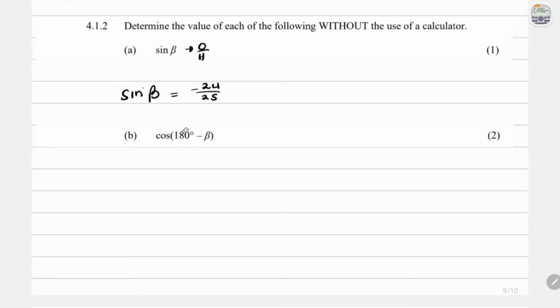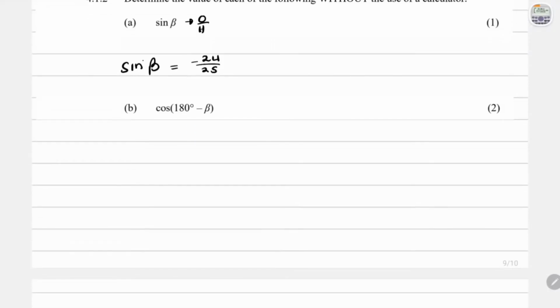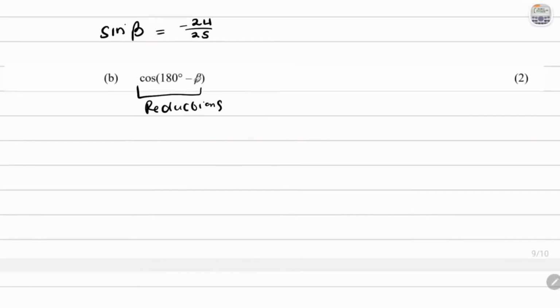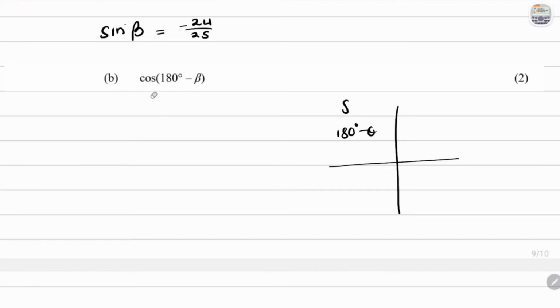The next question is cos(180 degrees minus beta). So what do you notice is being used here? You have reductions being used here. And so you have to use your reduction diagram. Where does 180 minus beta fall under? Well, it'll fall here. Remember, it's usually 180 degrees minus theta, but it's in sine's quadrant. So because we have a cos function in sine's quadrant, cos is negative here. So this will get simplified to negative cos beta.